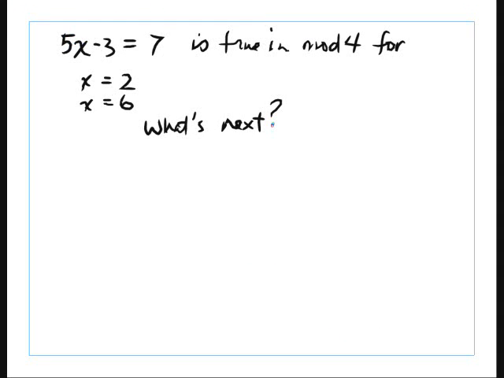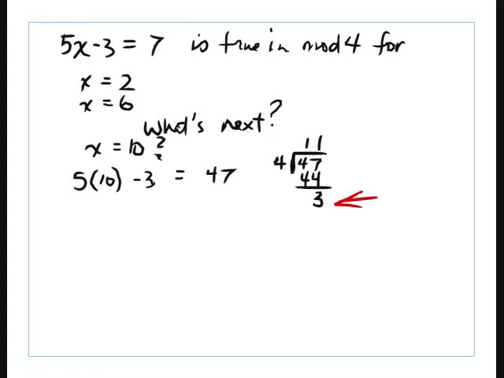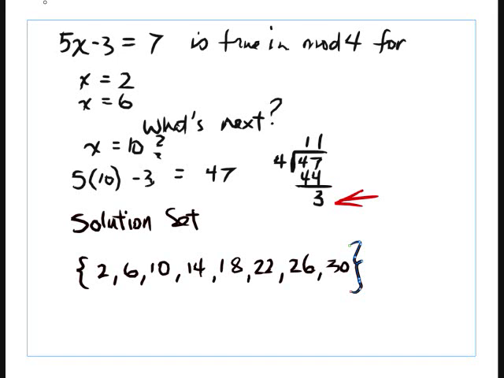What's next? Well, the next one we come across is 10, and if you look carefully you can see an arithmetic sequence developing. And this will be characteristic of all the mod solutions of equations. So there we are. These are the numbers that make that equation true.